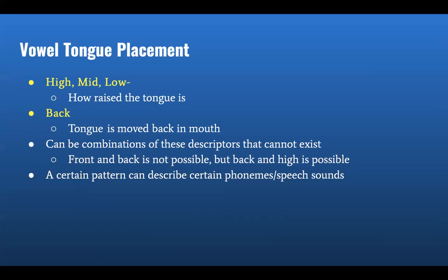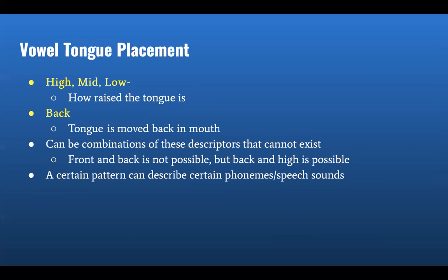So tongue placement, like we said, is a way that we use to describe vowels and how they are produced. High, mid, and low describe how raised the tongue is in the mouth. It is either high in the mouth, midway in the mouth, or low in the mouth. We also use terms like back, front, and central to describe how far back or not back the tongue is moved in the mouth.